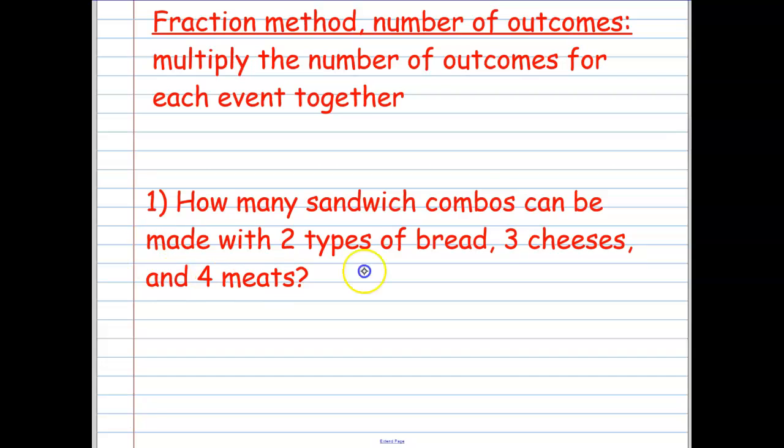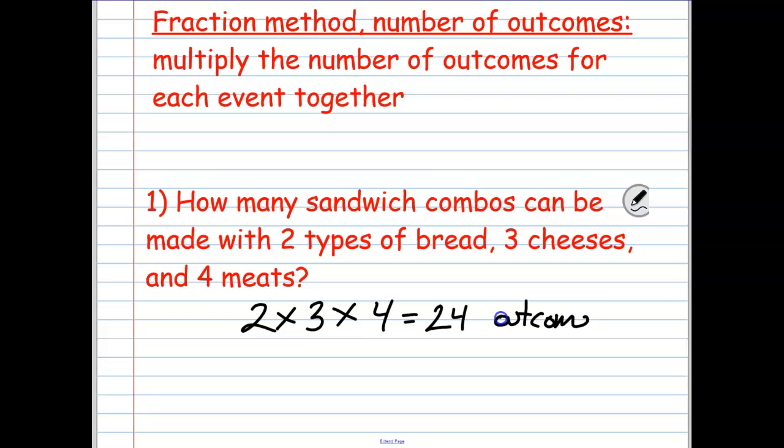And then if you haven't already, copy this down. How many sandwich combos can be made with 2 types of bread, 3 cheeses, and 4 meats? Okay, so all we're going to do is go the number of possibilities for bread times the number of possibilities for cheeses times the number of possibilities for meat. And then I get 2 times 3 is 6. 6 times 4 is 24. There are 24 possible outcomes here. Again, this does not give me all the details about like how many sandwiches have cheddar on them or whatever, but this just tells me how many possible sandwiches there could be.